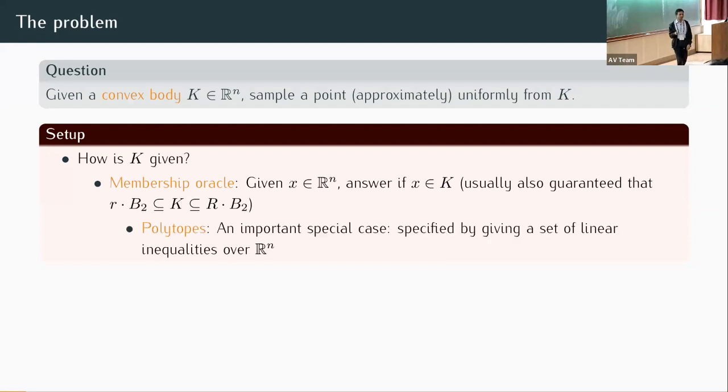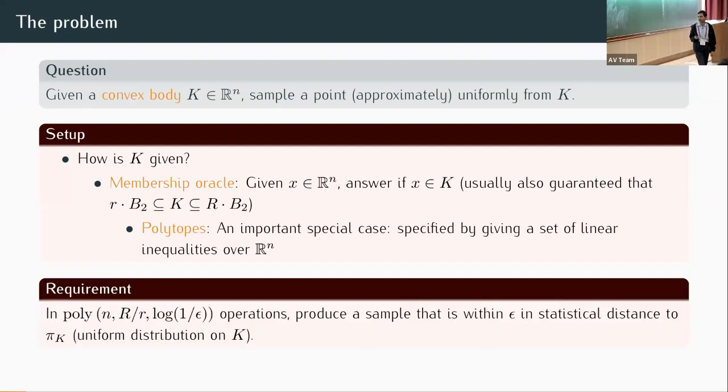Okay, but there is another interesting case, which is polytopes, for example, which could be given a different way. They could be given by the linear constraints that define the polytope. So that's another setting where the membership oracle might not be the only option. You can implement the membership oracle, of course, for a polytope, but you might have more information. But we will be looking at this membership oracle model, so the general convex model.